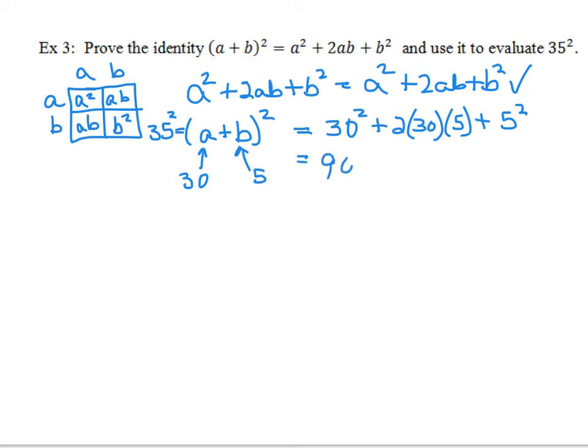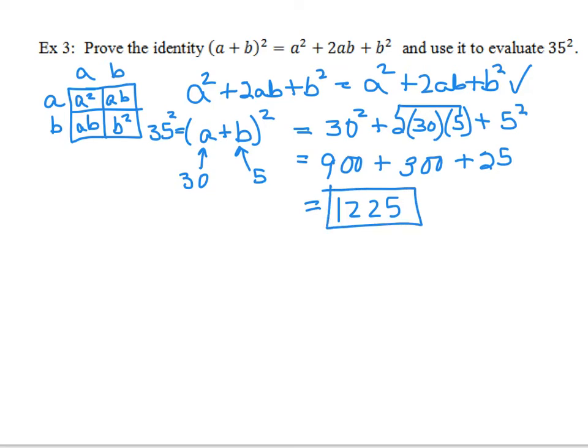30 squared is 900. 2 times 30 times 5 just means 30 multiplied by 10, 300, plus 25, giving us a final answer of 1225. You could check that on your calculator.